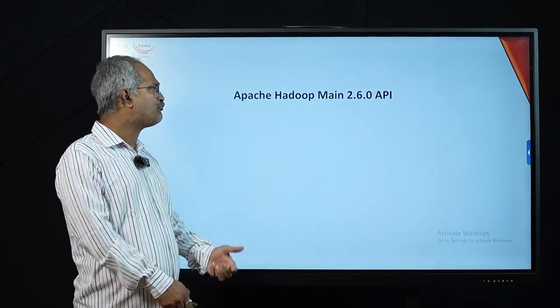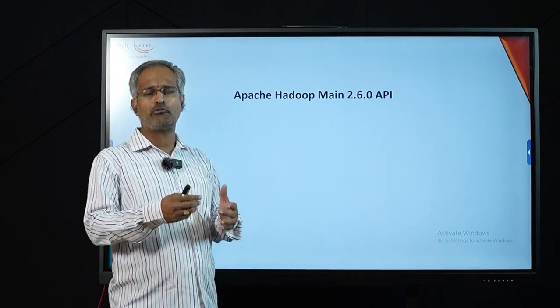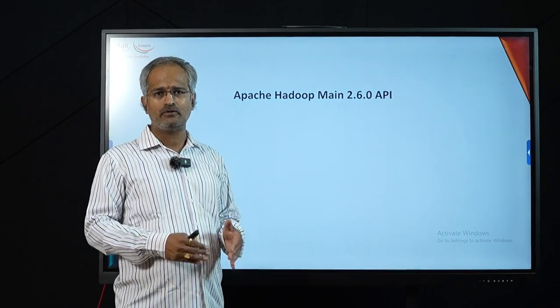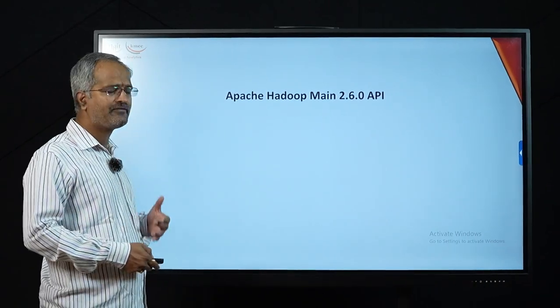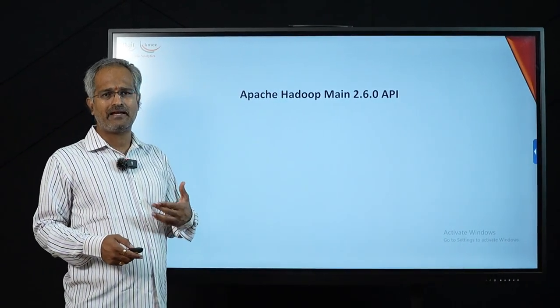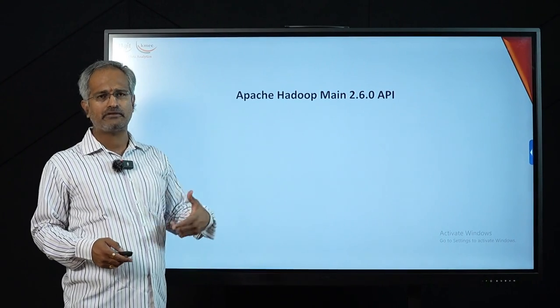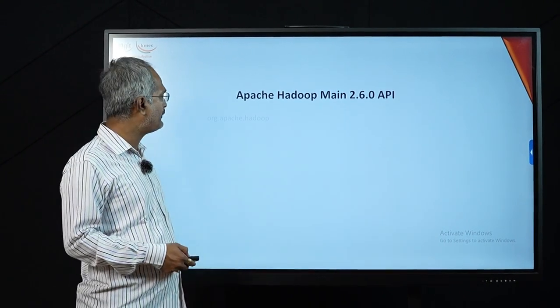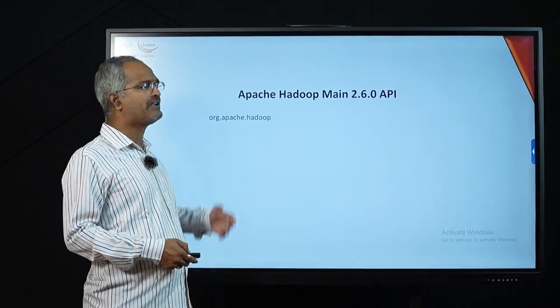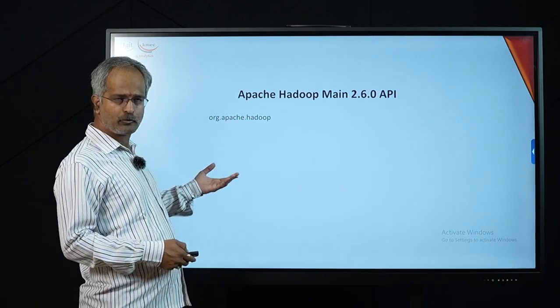Now we have to go for the API. Now I want to add an API to this program. How can I add that? First of all, we have to understand what the API is and what APIs are available for the Hadoop environment. We have several APIs available, application programming interfaces.